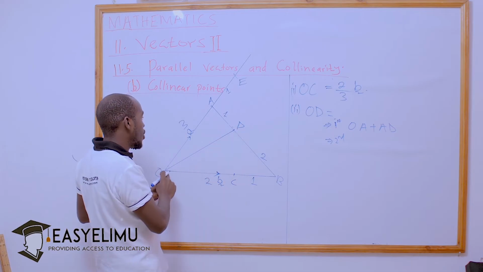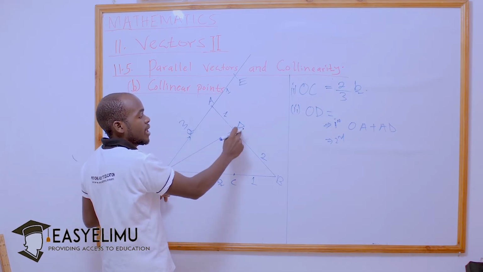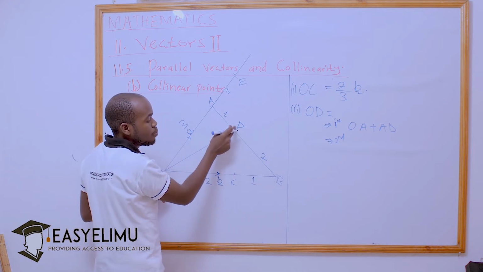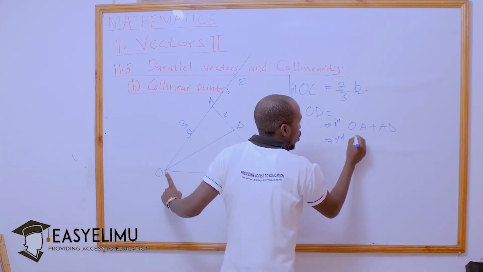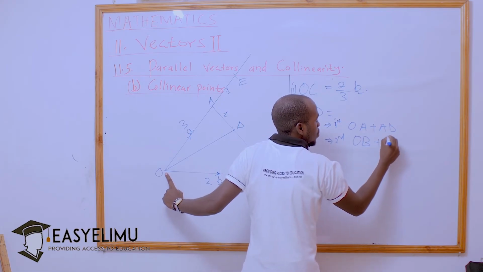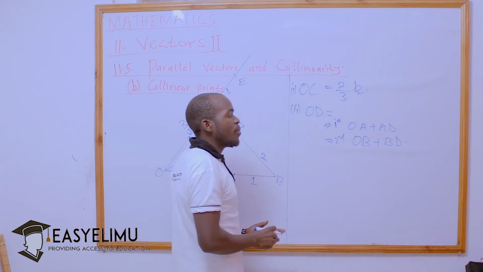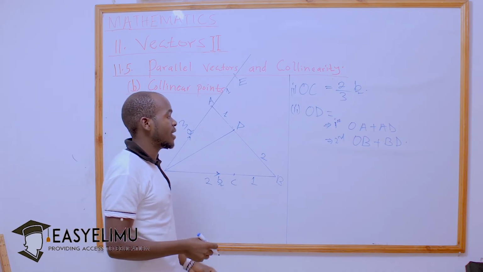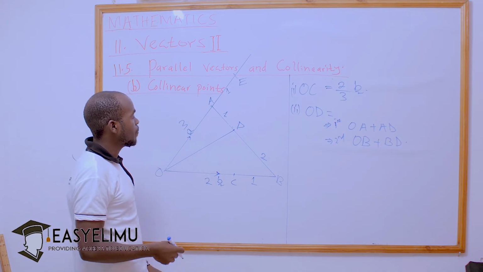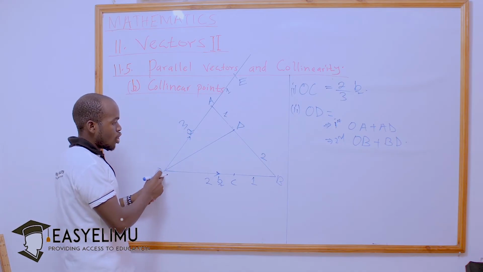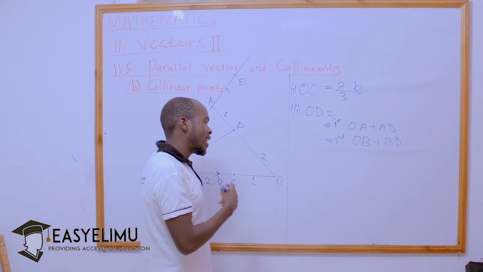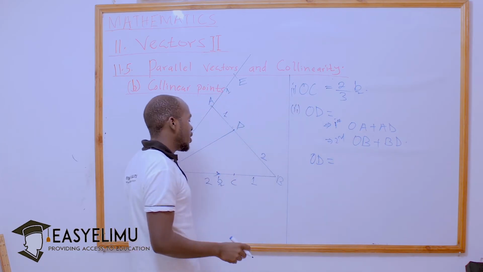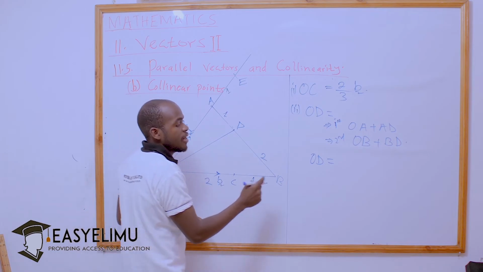So we said you use OA then AD, or we use OB and then we go to BD. So that is OB plus BD. Any of them will give us the right answer because we shall be arriving at the same destination. Let's choose one of them, OB plus BD, or just do them all. So we shall find OD is equal to OB.